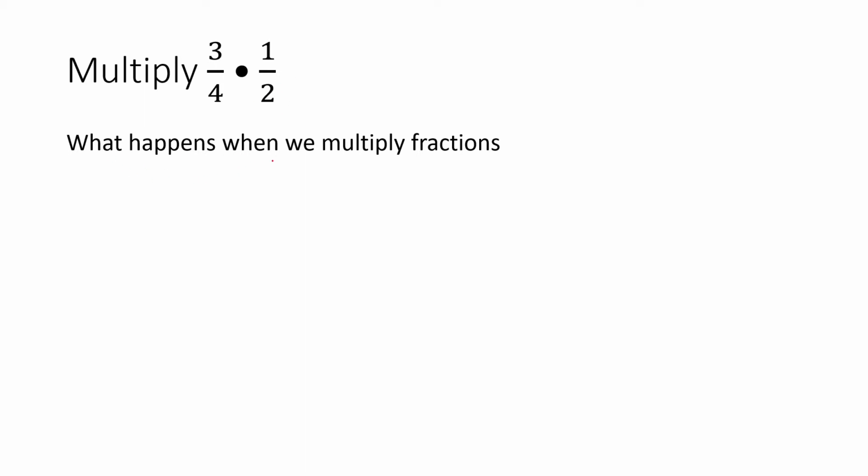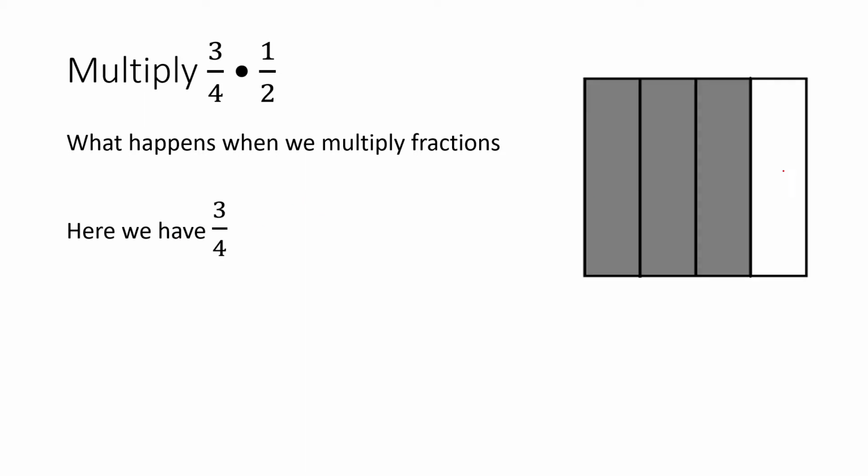Some of you already know how to multiply a fraction, but do you ever wonder what happens when we multiply fractions? What do I mean by that? Well, here we have 3 over 4. This box that is cut into four pieces and three are shaded is called 3 over 4. You can picture 3 over 4 as this box. What happens when we multiply 1/2 to that?